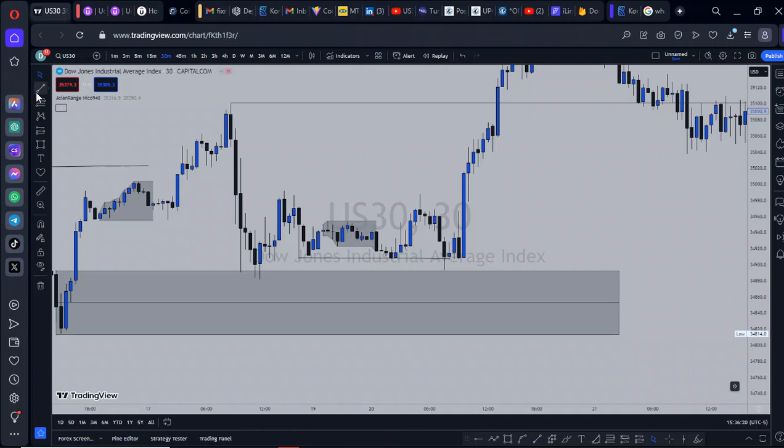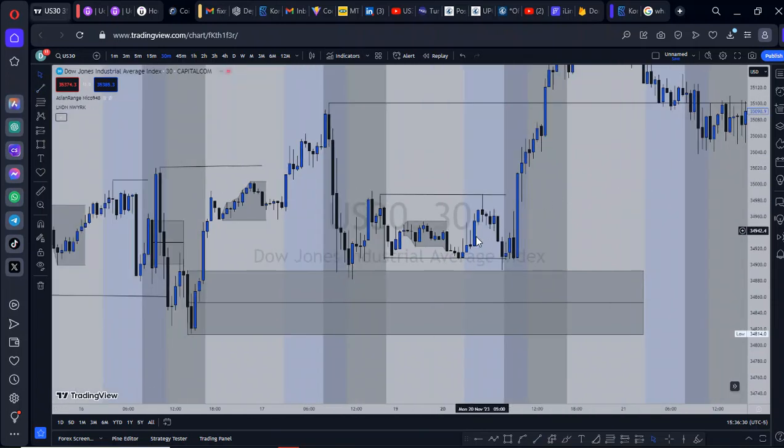We have area of support and area of resistance, right? So now we can use the London New York session indicator right here. Now, London didn't have any push, right?